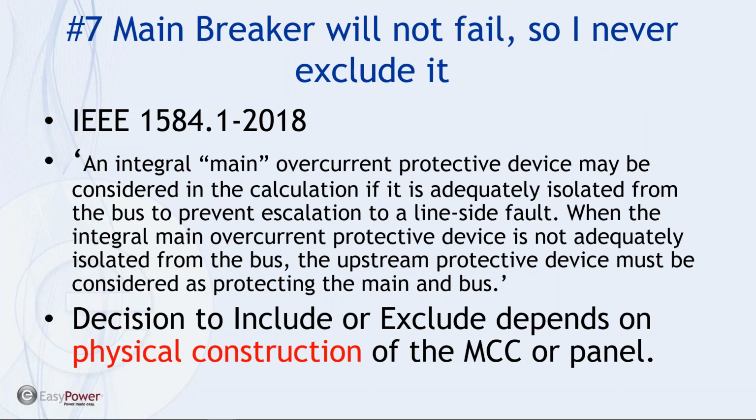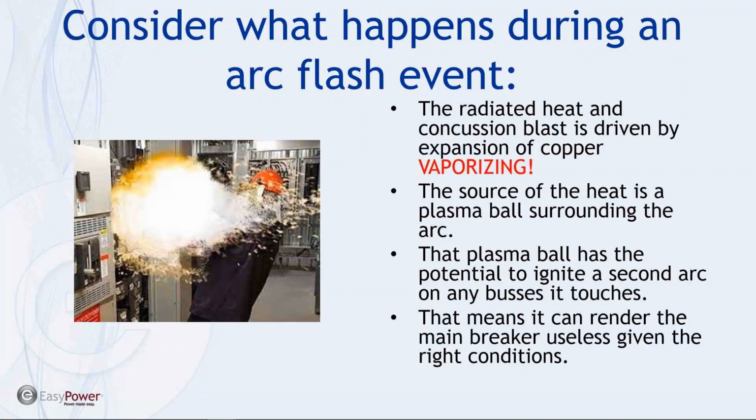it says an integral main overcurrent protective device may be considered in the calculation if it is adequately isolated from the bus to prevent escalation to a line-side fault. When the integral main overcurrent protective device is not adequately isolated, the upstream protective device must be considered. So the decision to include or exclude has nothing to do with whether or not the breaker will fail on its own. It has everything to do with the physical construction of the panel or the MCC itself.